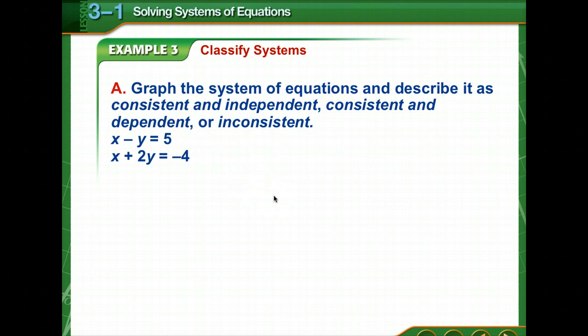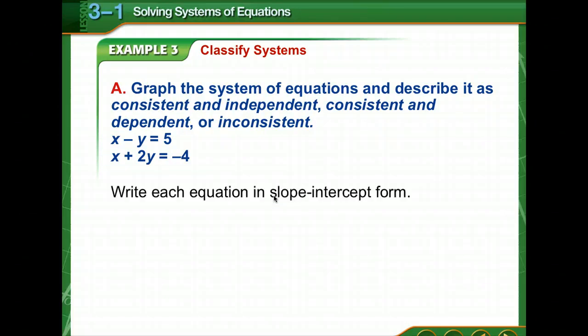So you can replay this if you want to take those notes, or know that we're going to be writing those down at the end of the video. So first of all, again, write each equation in slope-intercept form. So we're going to solve for y.